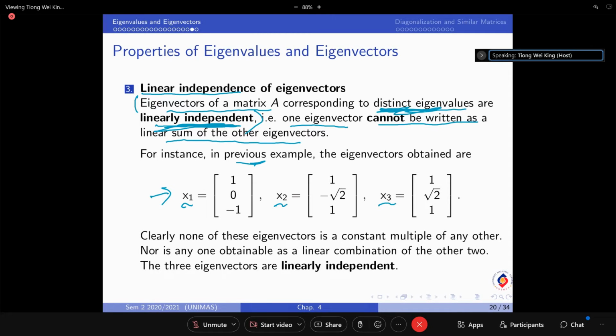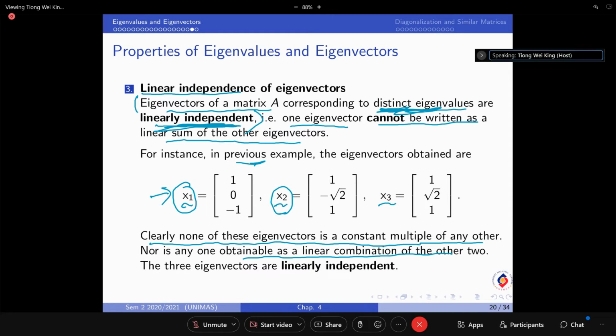To check that eigenvectors are linearly independent, there are two things that you need to check. One is that none of these eigenvectors is a constant multiple of any other. What does constant multiple mean? Meaning you cannot obtain x2 from something times x1. Nor is any one obtainable as a linear combination of the other two.